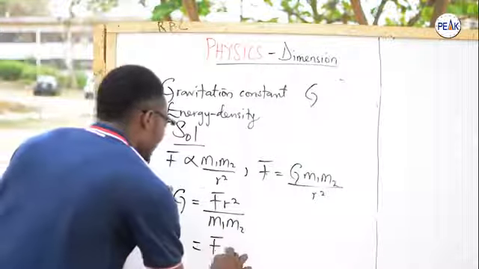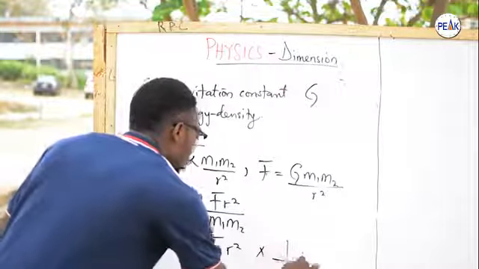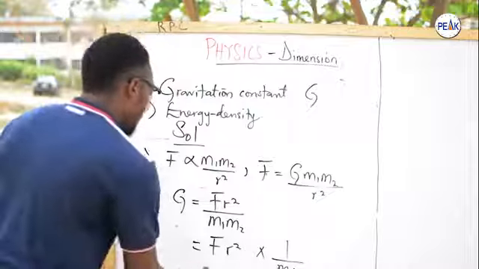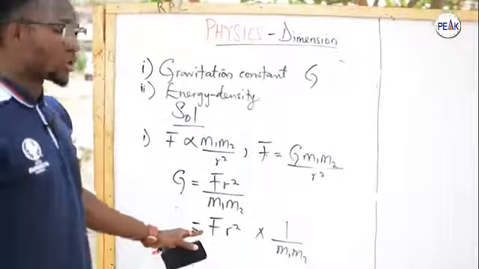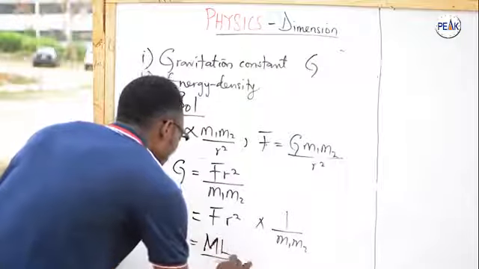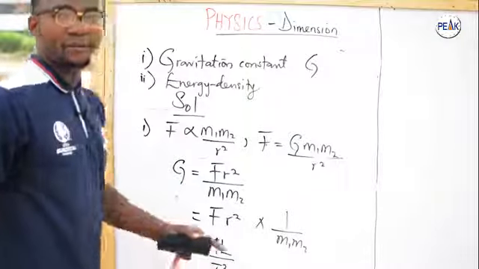So I have F = R² times 1 over M1 M2. Some of this we have actually solved before. What is the dimension for force? The dimension for force is ML over T².